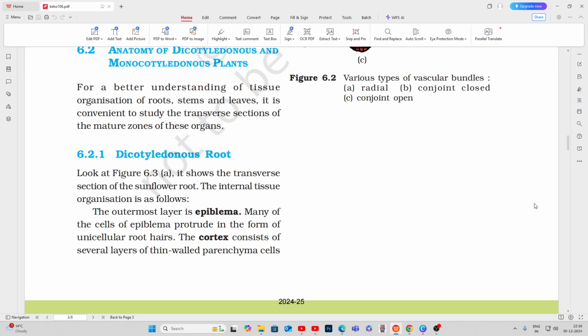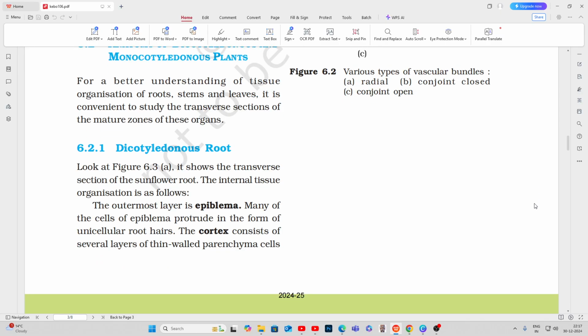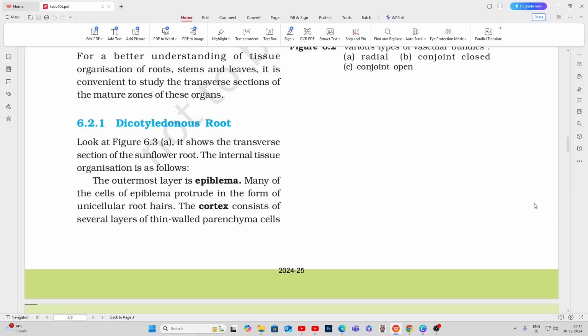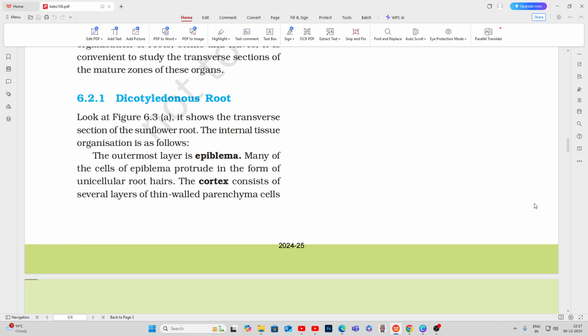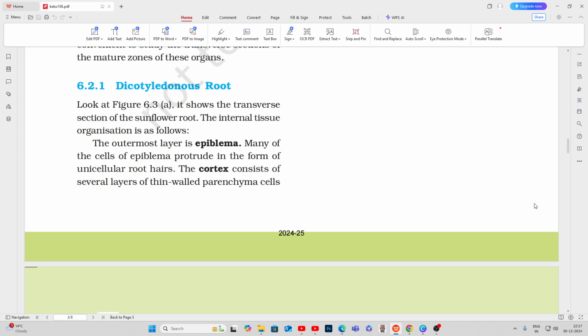6.2 Anatomy of dicotyledonous and monocotyledonous plants. For a better understanding of tissue organization of roots, stems, and leaves, it is convenient to study the transverse sections of the mature zones of these organs. 6.2.1 Dicotyledonous root. Look at figure 6.3a. It shows the transverse section of the sunflower root.